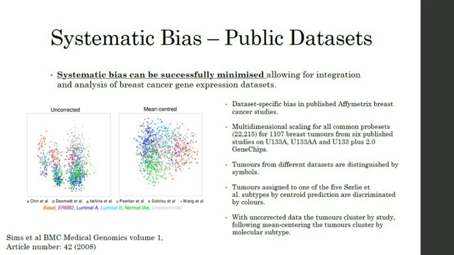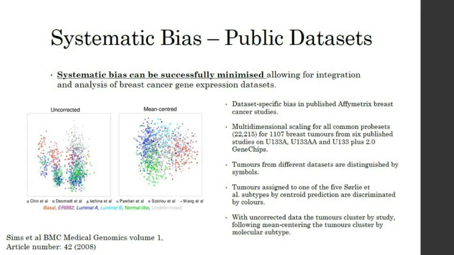The different colors, of course, denote the different intrinsic breast cancer subtypes that we defined in the earlier slide. So we're now beginning to see the biology, and this is quite a simple, straightforward change that we can make to the data.